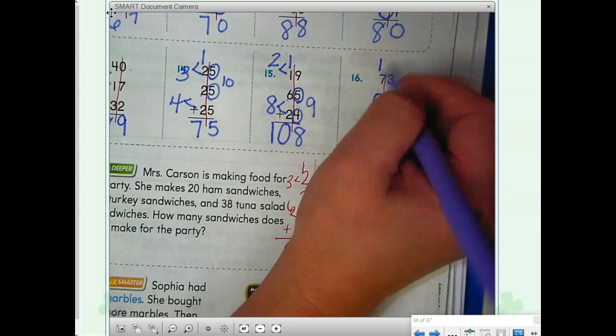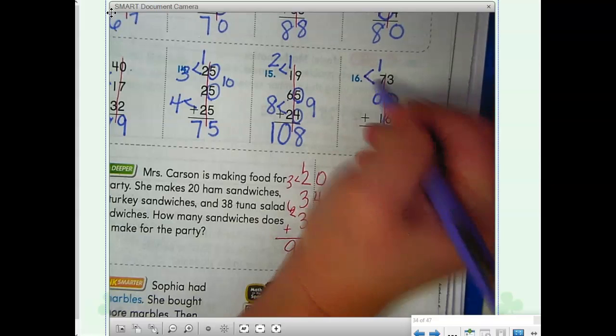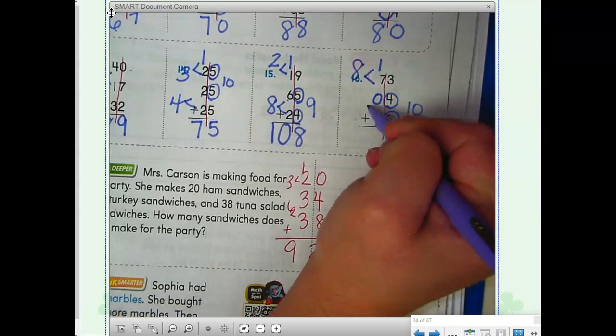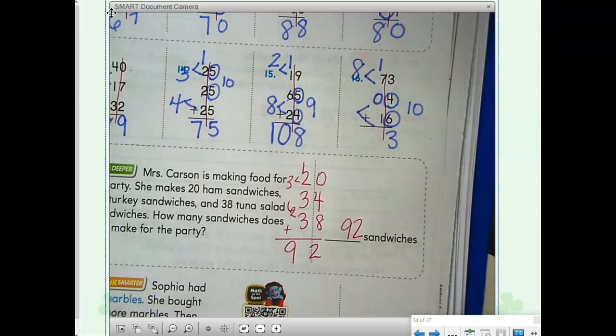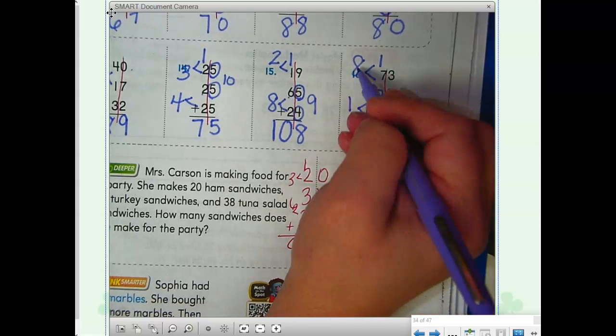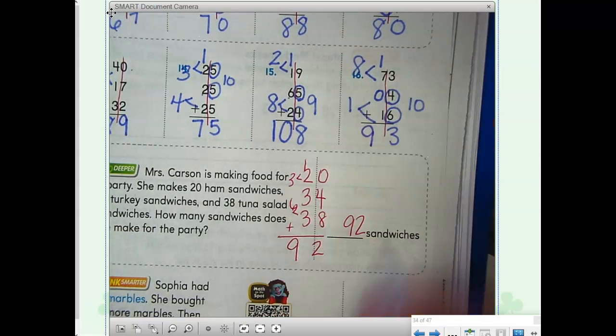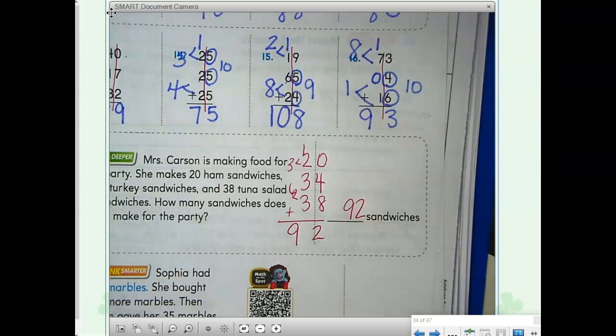Right on this side. 1 plus 7 equals 8. 0 plus 1 equals 1. So what's 8 plus 1? 9. 93. Thumbs up if you got them all right. Great job.